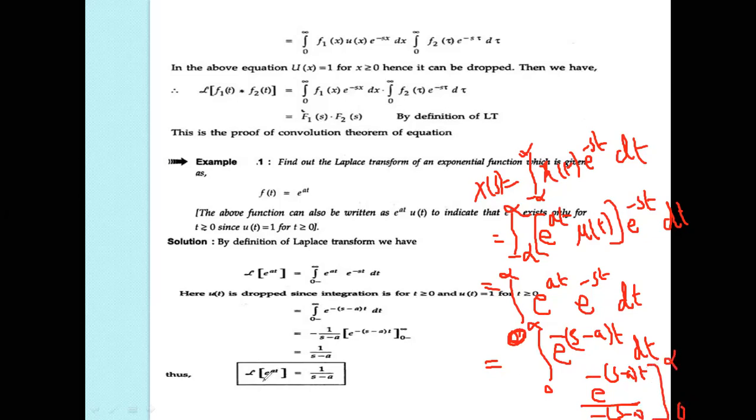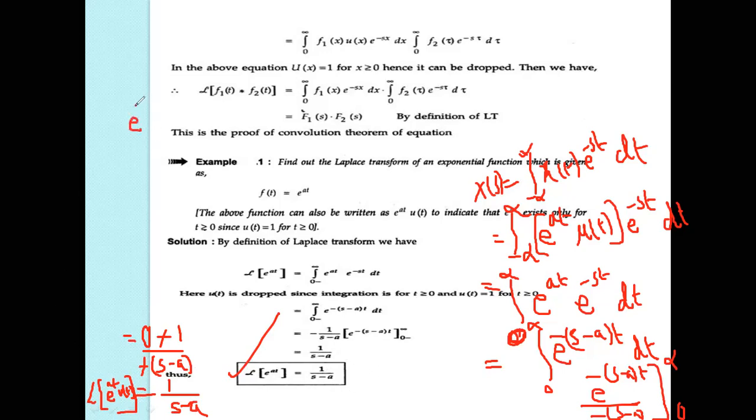When I substitute the upper limit infinity, it becomes 0. Then minus the lower limit 0, meaning t is 0 and the exponential value is 1, divided by minus of s minus a. If the minus and minus get cancelled, it becomes 1 by s minus a. This is the Laplace transformation of e power a t mu of t. Got it? So here also we got the same thing: the Laplace transformation of e power a t into mu of t is 1 by s minus a.